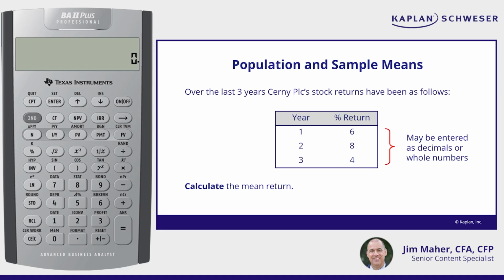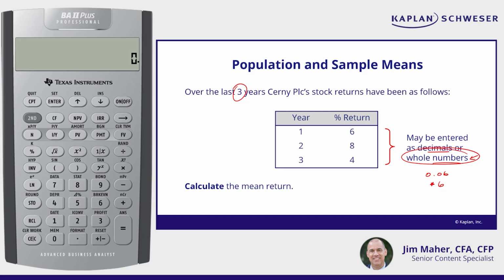Here we're looking at a stock. We've got 3 years of returns. Now you can enter these as a decimal or whole number in your calculator. I prefer to work in whole numbers. I think it makes it easier. You don't have to input, say, 0.06. You just have to input 6. And I think it's much easier and less prone to error. But it's up to you. But I do, like I said, like to work in whole numbers.